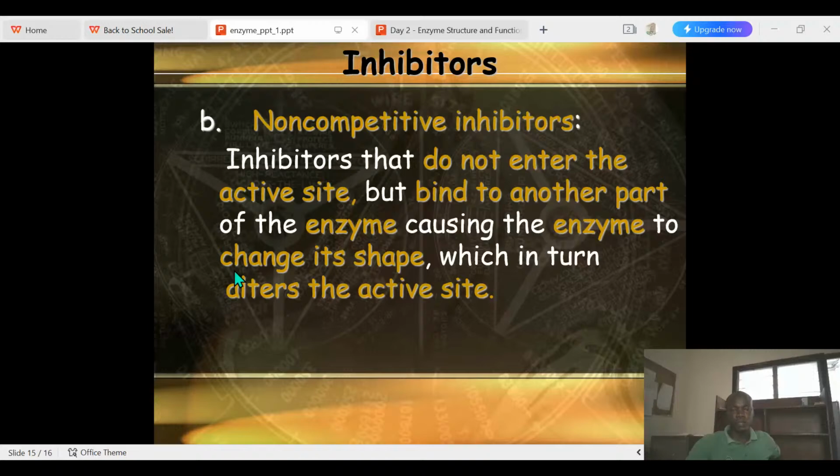So usually that's what happens. The inhibitors do not actually bind to the active site. Rather, they try to bind to another site. And once they bind to the other site rather than the active site, they will change the conformation of the active site and the substrate cannot bind to it.